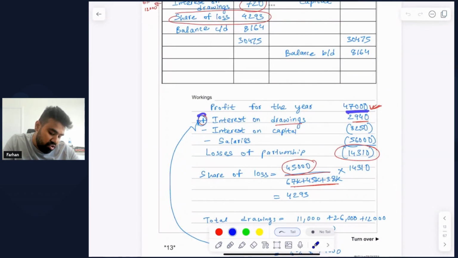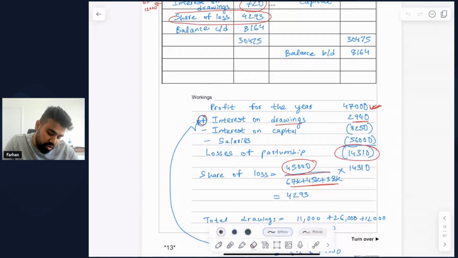Then we have added interest and drawings of $2,940. First of all, why are we adding interest and drawings? Obviously, we understand that this is part of the appropriation account, and you can memorize this formula simply. But logically speaking, interest on drawings is something that the partners owe to the business for any withdrawals that they have made during the year. So therefore, the appropriation account, which is prepared from the perspective of the business knows that it is going to receive money from the partners due to the drawings that they have made during the year.